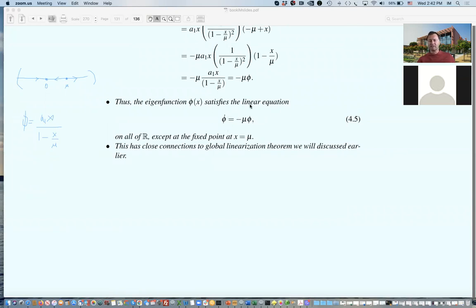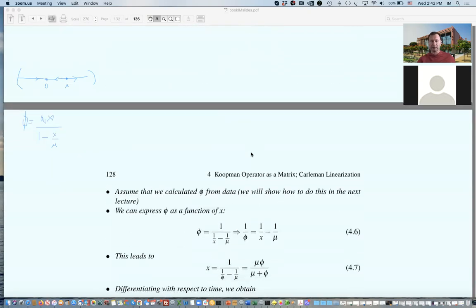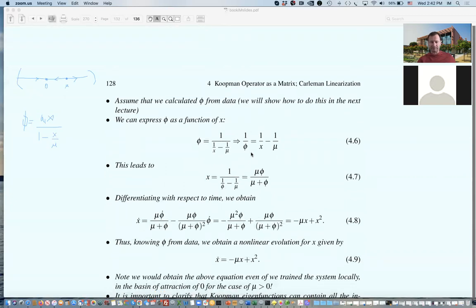But let's suppose that you're dissatisfied with this particular representation, and you want a nonlinear representation on the whole domain. You don't want this aspect where you're not defined at mu. Suppose you want a nonlinear representation everywhere, and your measurement is really x, not phi. You have just computed phi from data. Your measurement is x, but you have no clue as to what equation it satisfies. So let's see whether we can discover what equation it satisfies, or what equation the evolution of x itself satisfies.